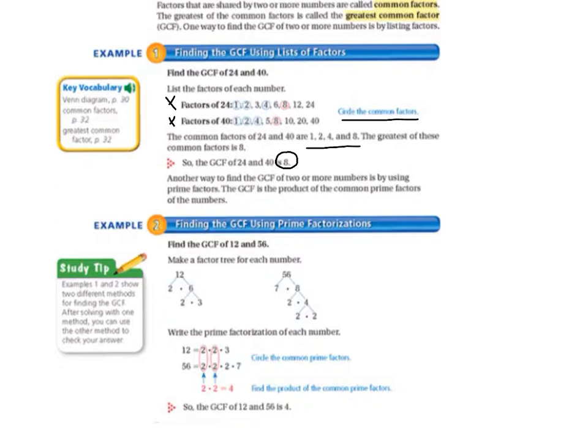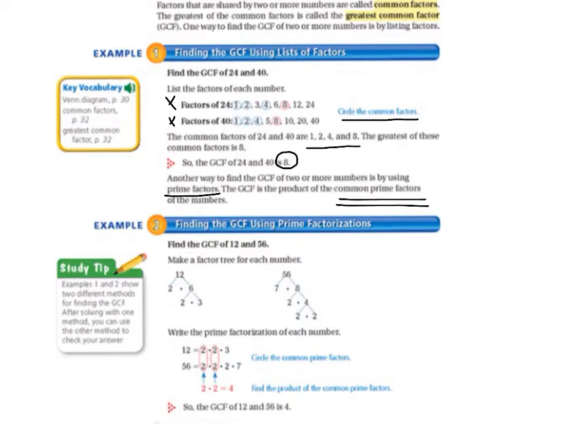Another way to find the GCF of two or more numbers is by using prime factors. This is really helpful when you get into larger numbers and you don't want to make factor rainbows for giant numbers. The GCF is the product of the common prime factors of the numbers. So that's an important thing to remember. This is kind of a new skill for you. So let's look at example 2. Finding the GCF using prime factorizations.